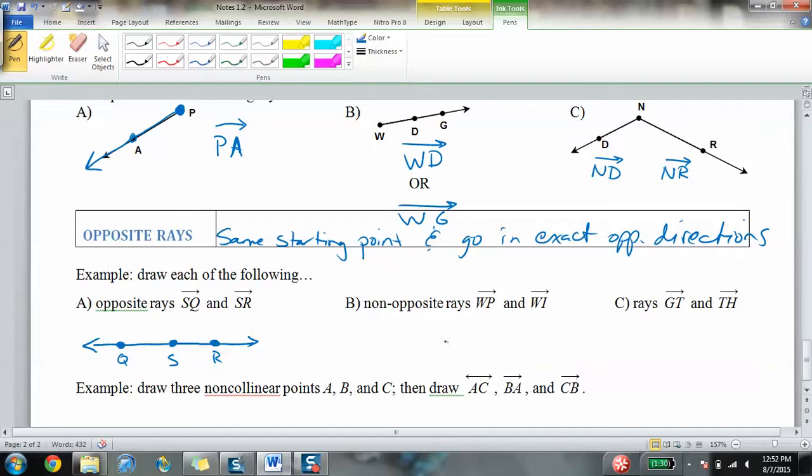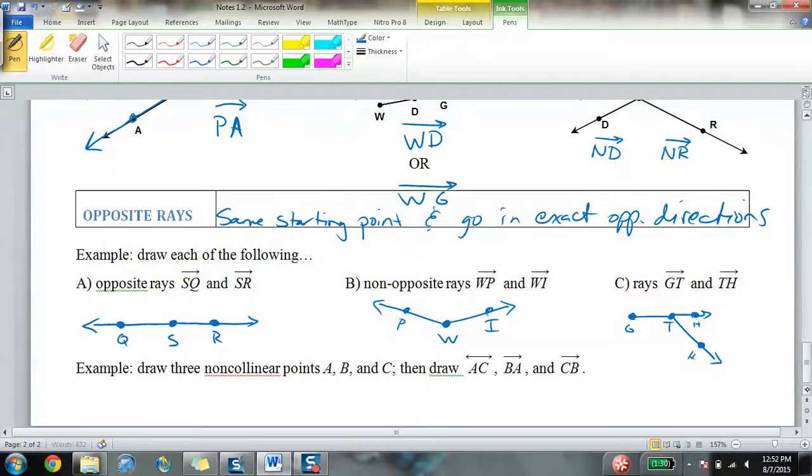Non-opposite rays could be rays that still start at the same point, so both of these rays start at point W. But if I draw this ray going this way, and this ray going that way, it's still starting at W, but it's not going the exact opposite direction, then these would be non-opposite rays. Rays GT and TH: this one starts at G, goes through T, and then keeps going. This one starts at T and goes through H, so I could draw point H here, or I could start a new ray and draw point H here. Either way, that would work.